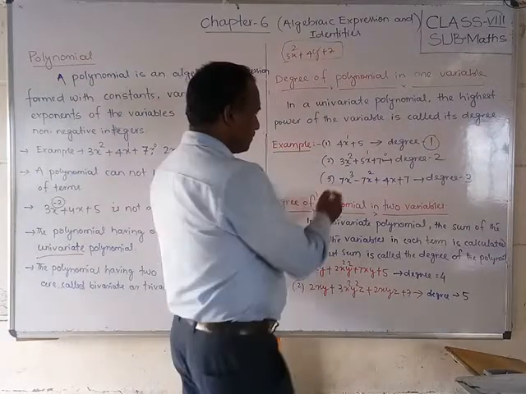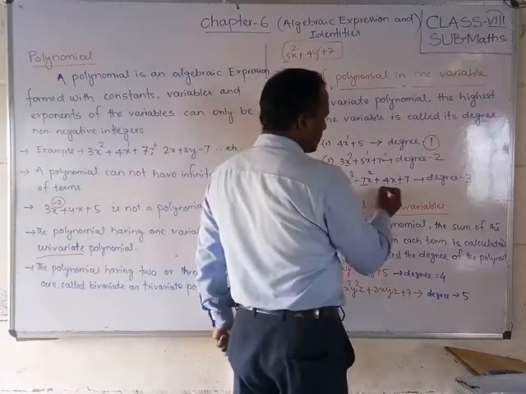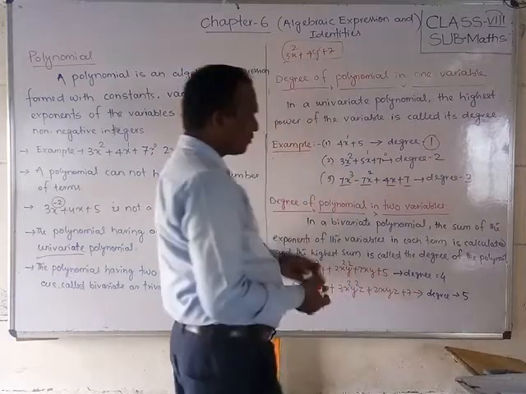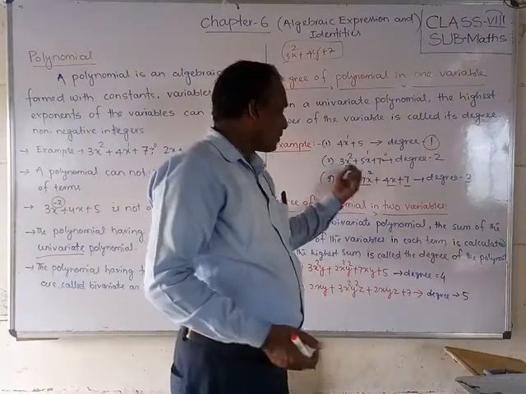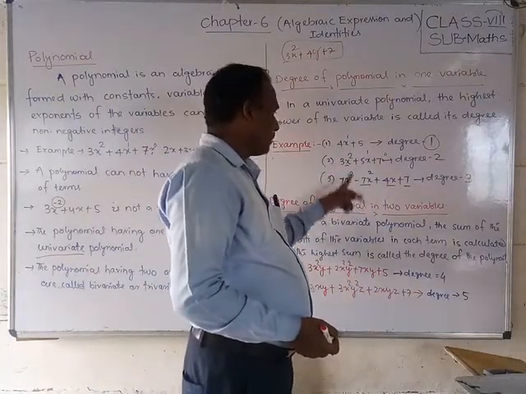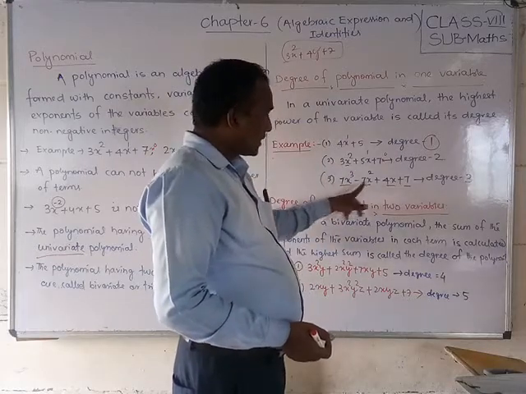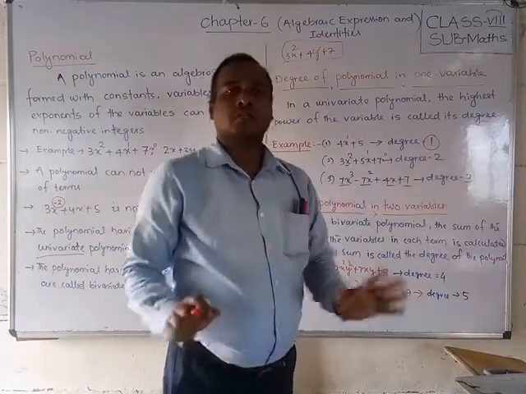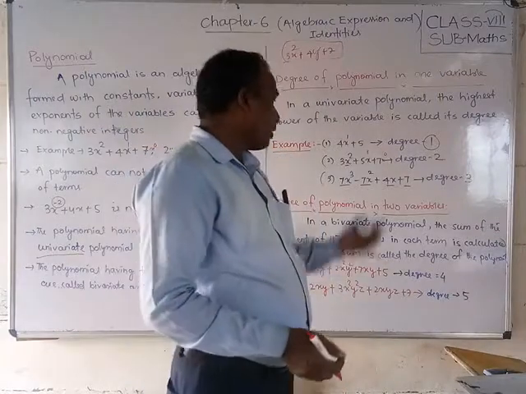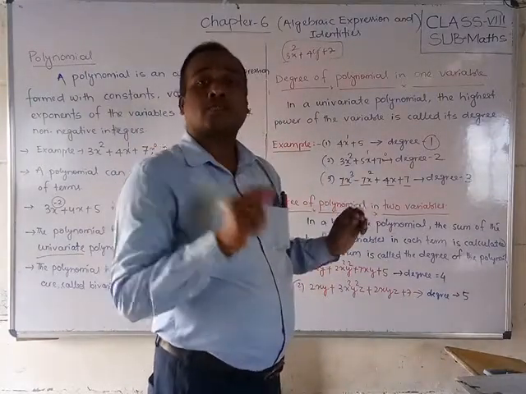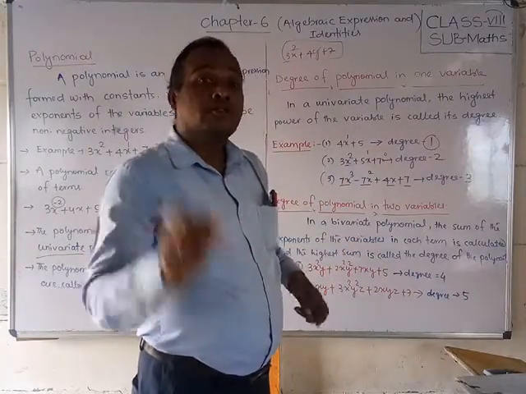Observe here, students, 3x cube, 7x square, 4x, 7. How many variables are there? 4 terms are there, but only 1 variable. Here x only. There is no other variable. So if it contains only one variable, that is why it is called a univariate polynomial.